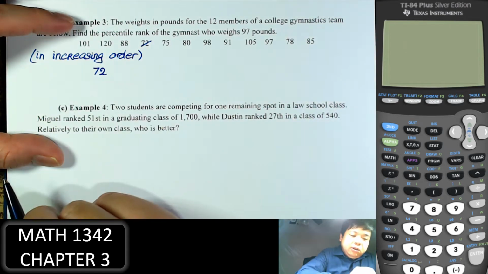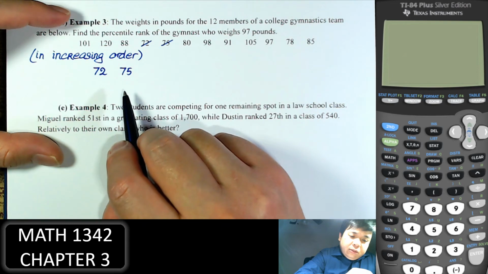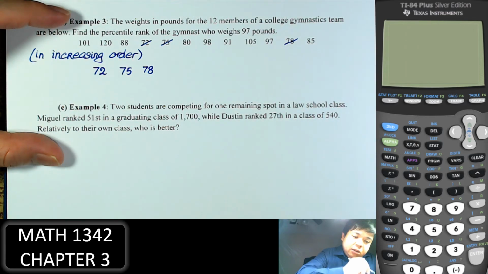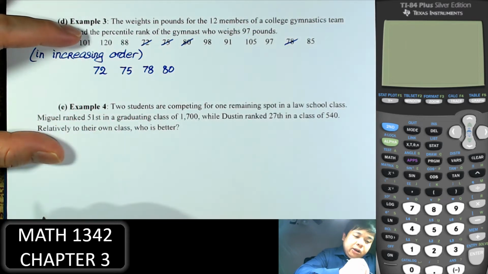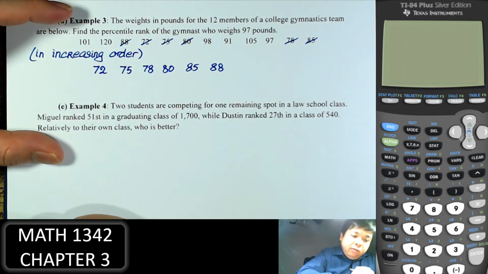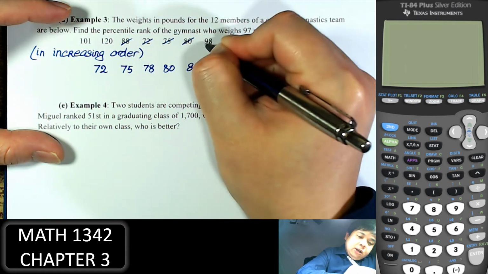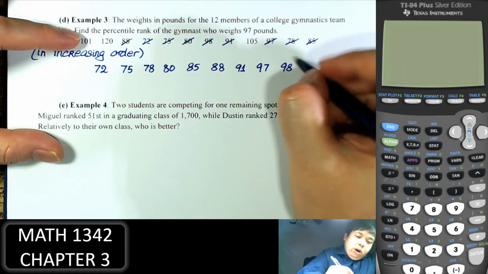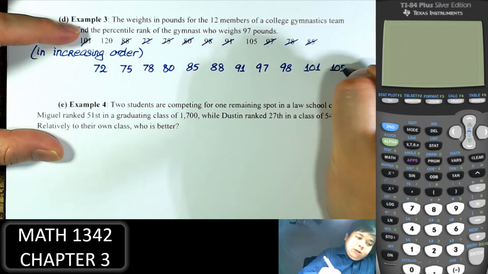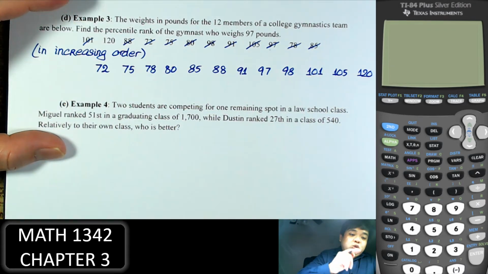72, 75, 78, 80, 85 and 88, 91, 97, 98, 101, 105, and 120. There are 12 of them, right?